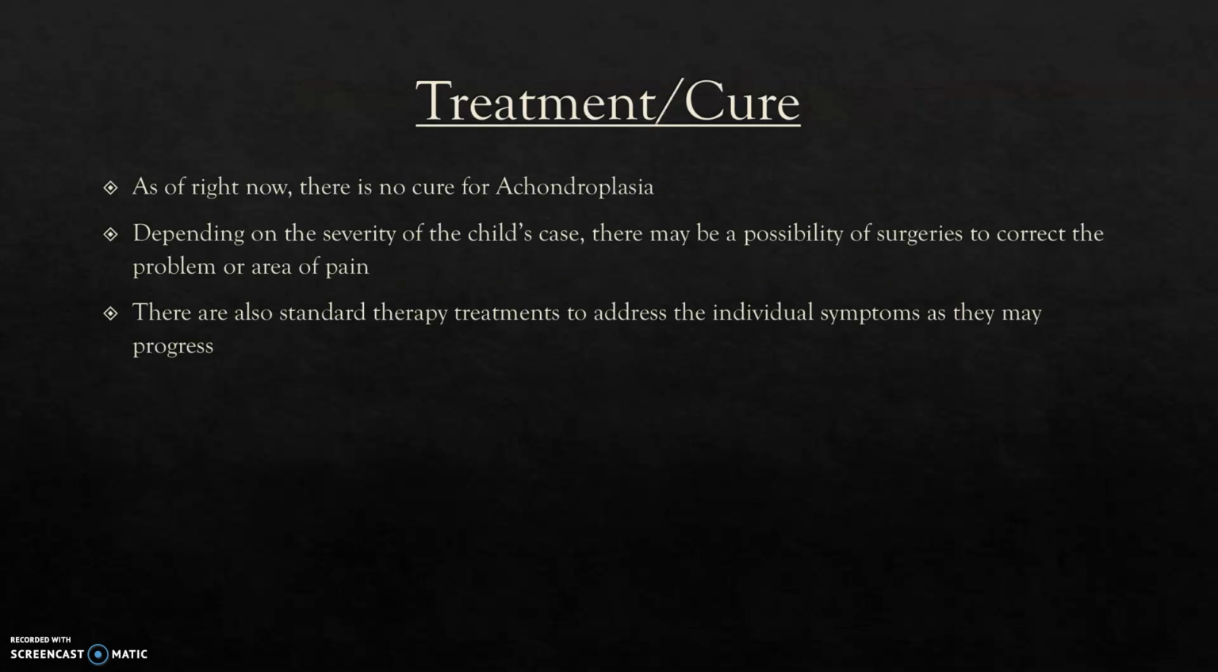As for treatment and cures, right now there's no cure for achondroplasia, sadly. Depending on the severity of the child's case, there may be a possibility of surgeries to correct the problem or area of pain. So people with achondroplasia may go through about 10 or 15 or even more surgeries before they're 18, just to correct their bowed legs or spine curvatures.